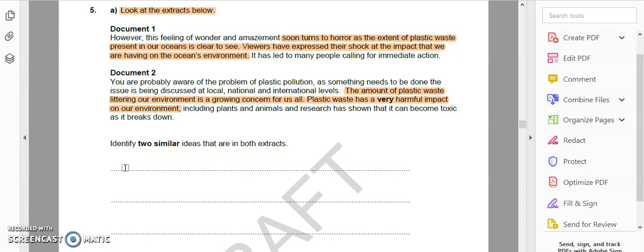And the final one is that something needs to be done. There needs to be action. So in this one, we've got it has led to many people calling for immediate action. And in this one, you've got something needs to be done as the issue has been discussed at local, national, and international levels. So that's 3 key ideas that are shared here. The idea that it's a concern, the idea that it has a negative impact on our environment, and the idea that something needs to be done.